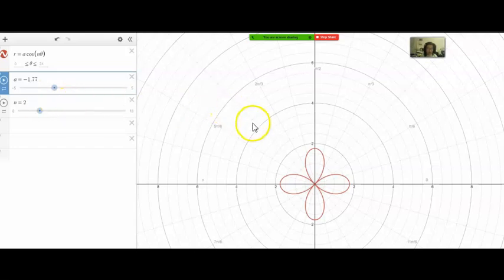You don't have to worry about making these graphs. You only have to worry about the basics. That's converting between Cartesian and polar and understanding what the polar coordinate system is.